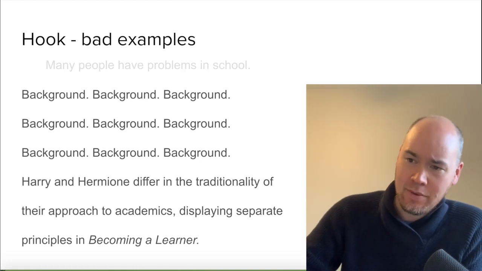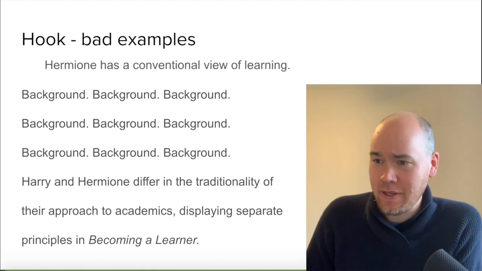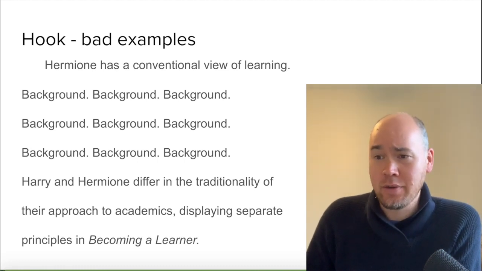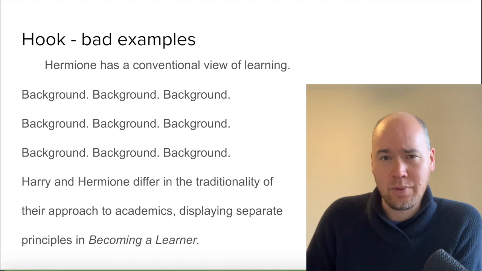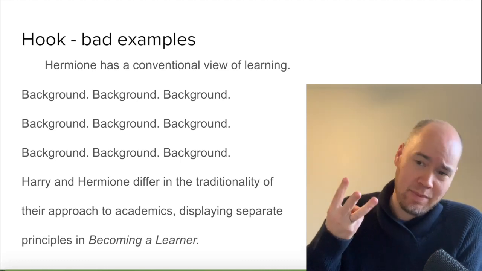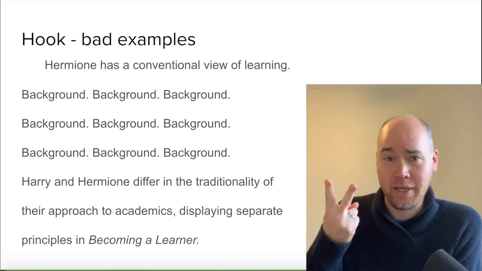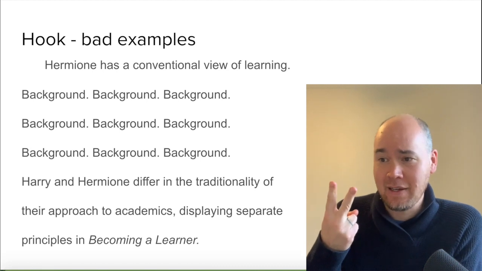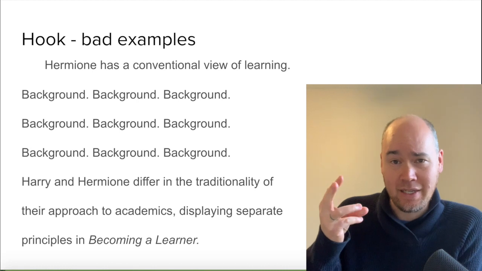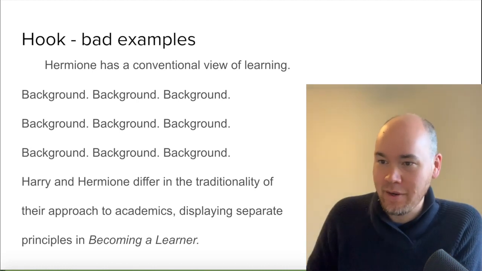So here's another example. This one's also not very good. Hermione has a conventional view of learning. So think of how boring this would be if you didn't know who Hermione was. You're like, who is that and why do I care? There are two problems. One, or maybe three problems. One, it's not interesting. Two, the reader doesn't know who these people are yet, or what you're talking about yet, right? And three, this is really support. It's not a hook. Support should probably go in one of the body paragraphs.